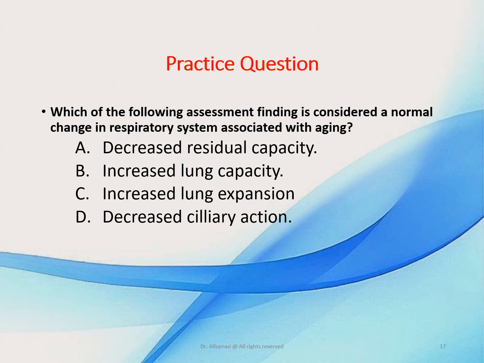A practice question, and I will post this in your discussion part or the chat box. Which of the following assessment findings is considered a normal change in the respiratory system associated with aging? Decreased residual capacity, increased lung capacity, increased lung expansion, or decreased ciliary action? Of course, the answer is D.